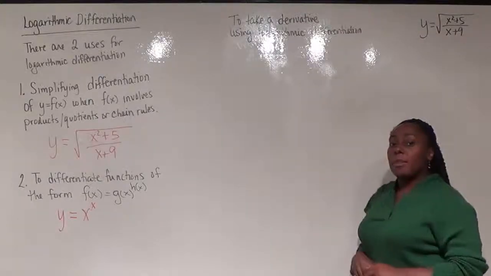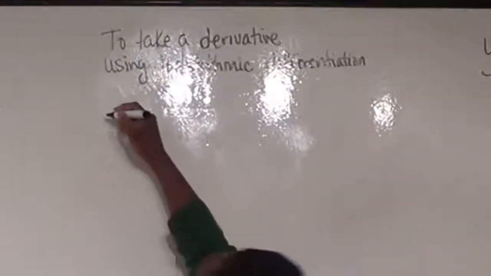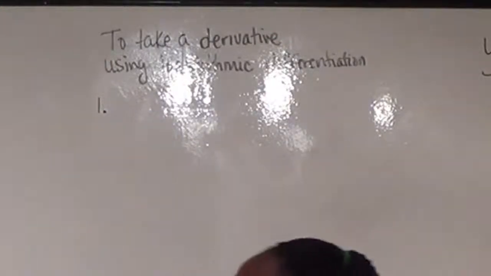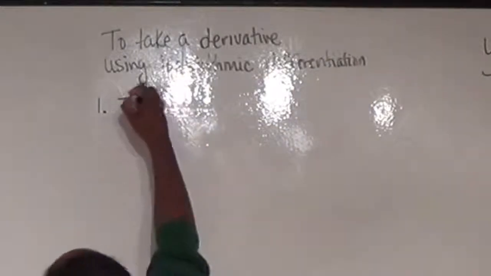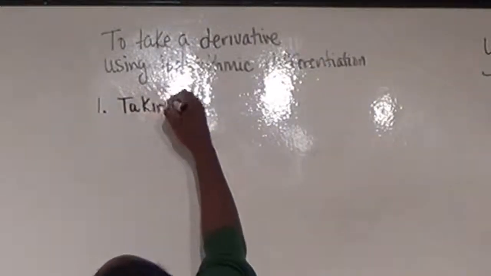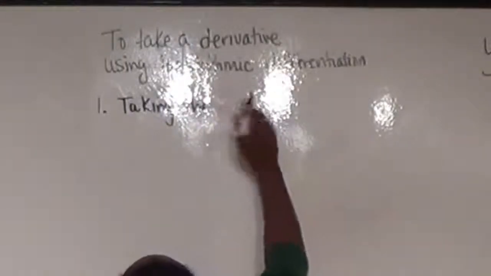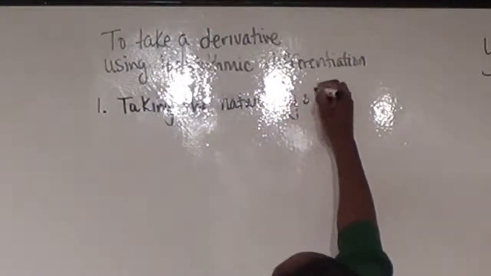So to take a derivative using logarithmic differentiation, the process is as follows. First, given either of these expressions, we're going to start by taking the natural log of both sides.